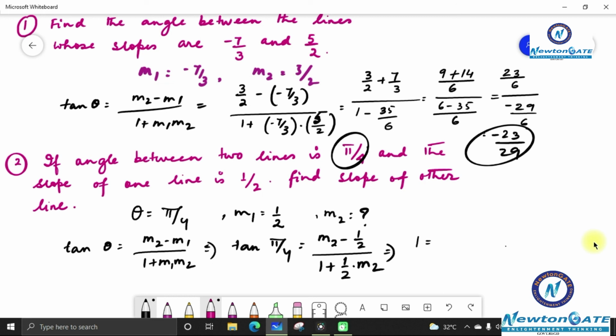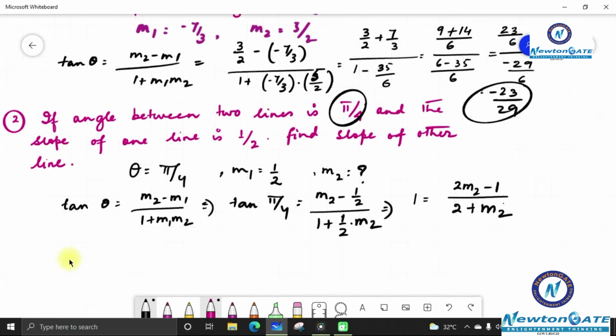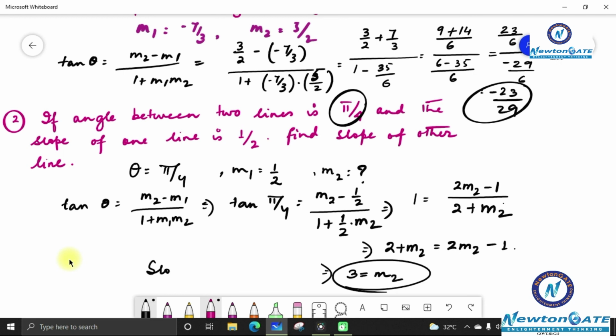So tan pi by 4, as we know, is 1. On simplifying, we get 2m2 minus 1 over 2 plus m2. So this will give me a linear equation in m2 and we need to solve it. By cross multiplying, we get 2 plus m2 equals 2m2 minus 1. Okay. So if I take the m2 over there, 3 is equal to m2. So that means the slope of the line is 3. And that is the sum we have.